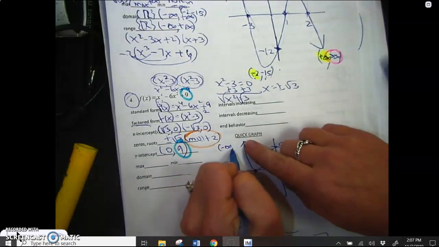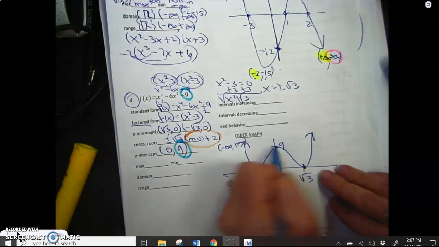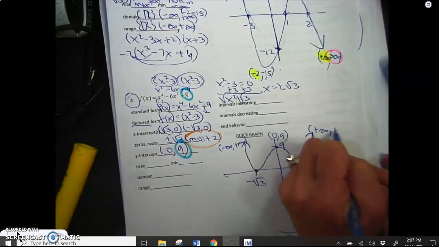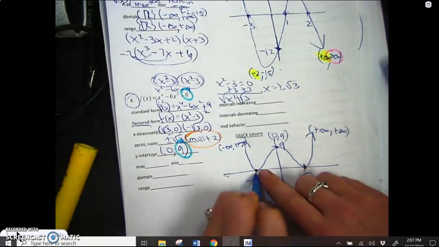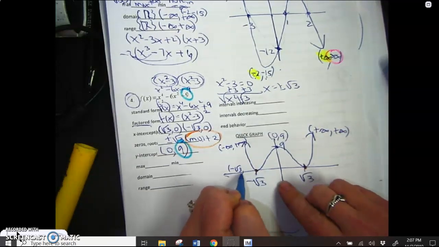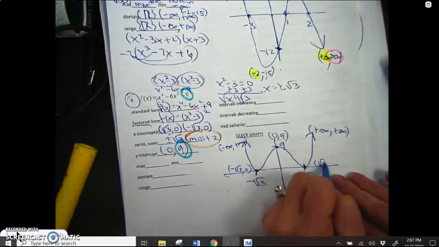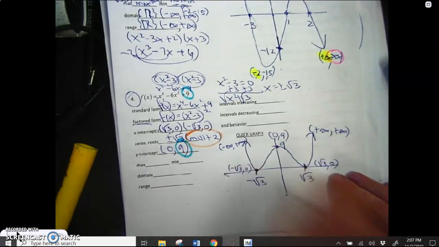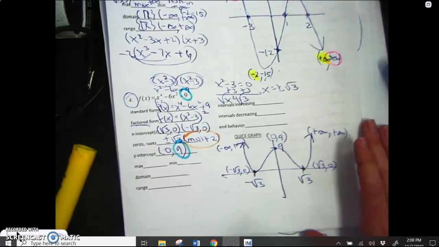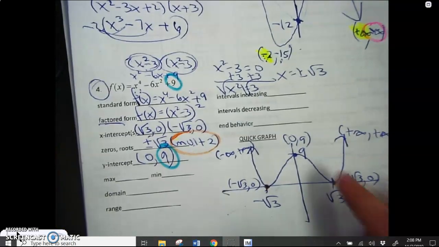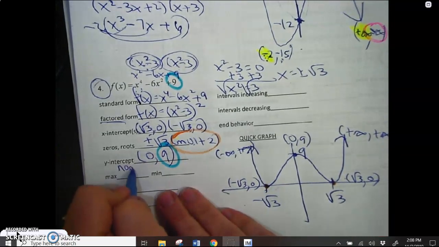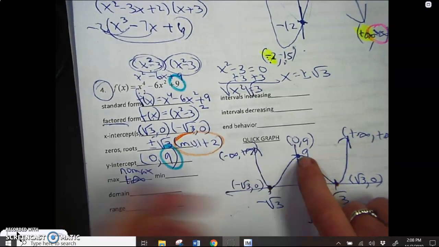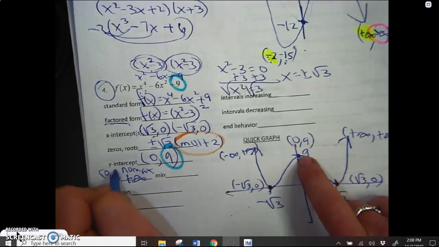Then this is negative infinity, positive infinity. This would be 0, 9. This would be positive infinity, because they're both going up. This is negative rad 3 comma 0, rad 3 comma 0. I need to state all the points where it changes. Okay, min and max. All right, so let's see. The max, there is no max, positive infinity, but there's a relative minimum or maximum of 0, 9.